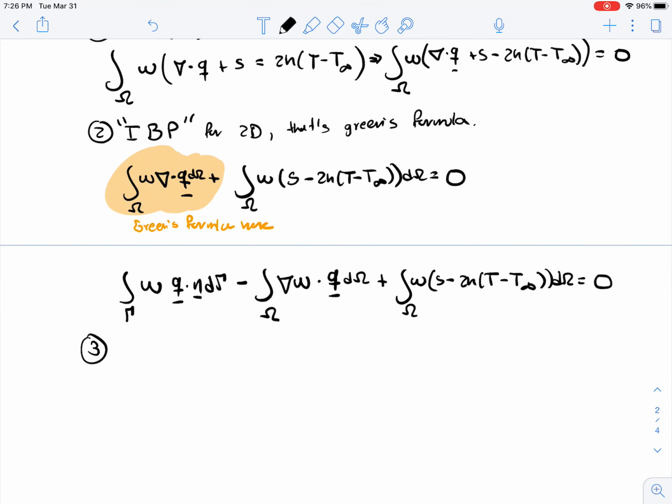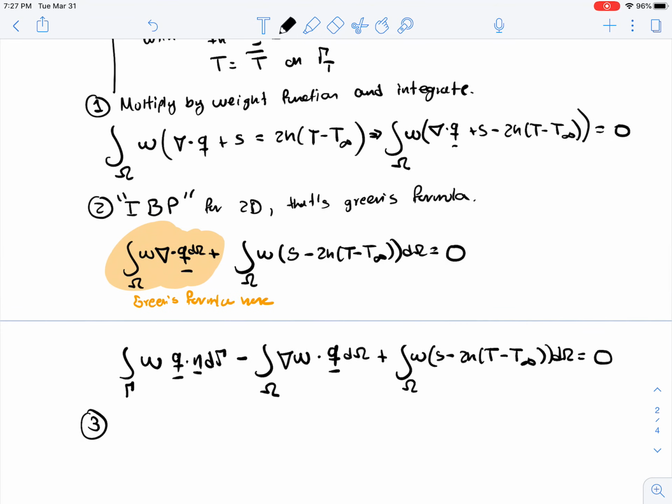Then the next step is the incorporation of the boundary conditions. Pausing here for a sec, this is the same structure of what we did in 1D. Multiply by weight function and integrate, do the equivalent of integration by parts, then use boundary conditions.